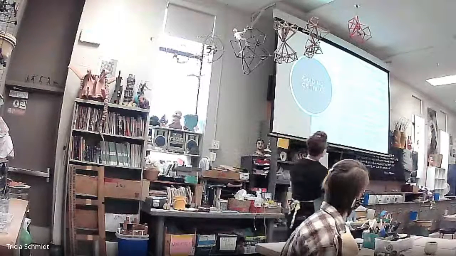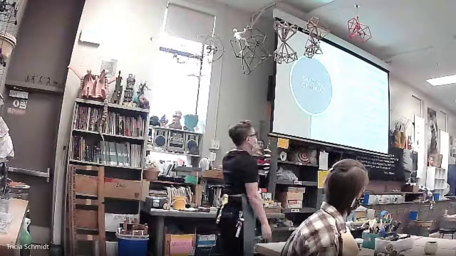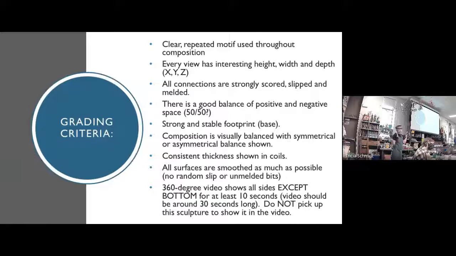Does it have strong and stable footprint? That's your base that you made that first day. Is the composition visually balanced with symmetrical balance or asymmetrical balance? I don't really care which one it is, whether it's symmetrical or asymmetrical, but I want you to be able to identify it. Is it visually balanced? Is it symmetrically balanced or asymmetrically balanced? If it seems like your sculpture has a whole bunch of movement and action over here and there's nothing to counterbalance it over here, then that's the problem. Then you need to figure out how can you make it more visually balanced.